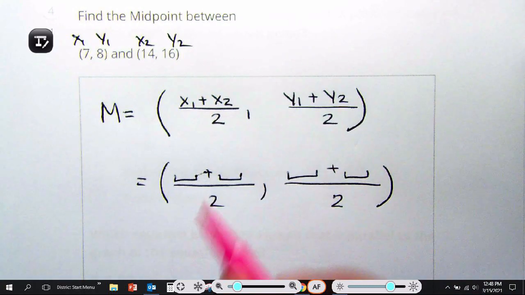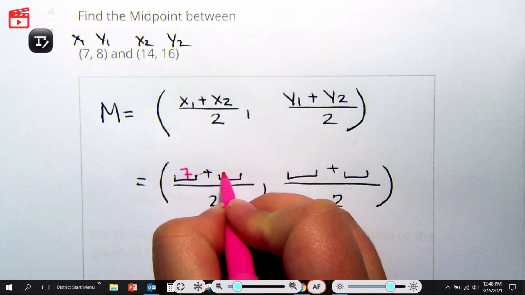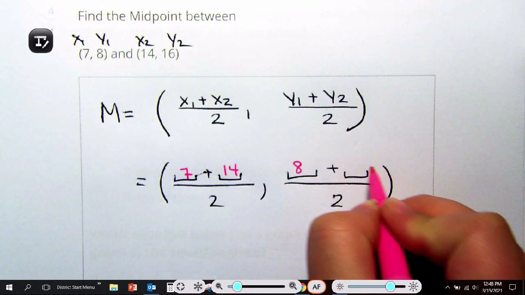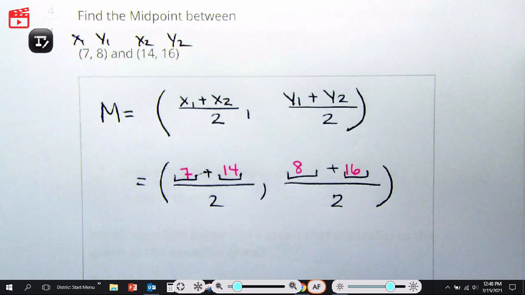Inputting my numbers, my x1 is 7, my x2 is 14, and my y1 is 8, my y2 is 16. Using a calculator, I have 14 plus 7.